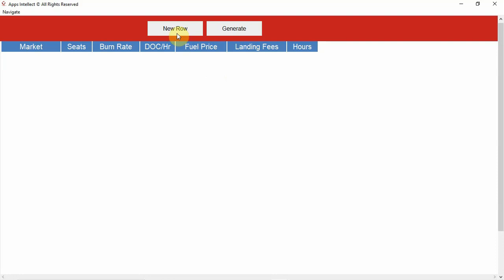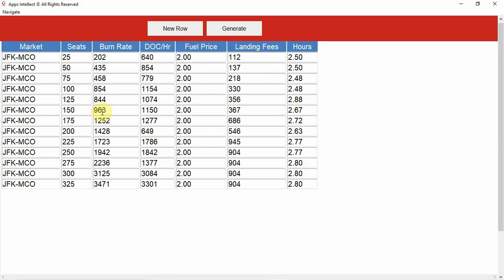So first let's click on the new row. So this is the data already input. Here we can see the market, that is origin and destination, the New York to Orlando market. The airline is trying to analyze what airfare should be provided to the passengers and what aircraft size should be used for this particular route. So this market is there.